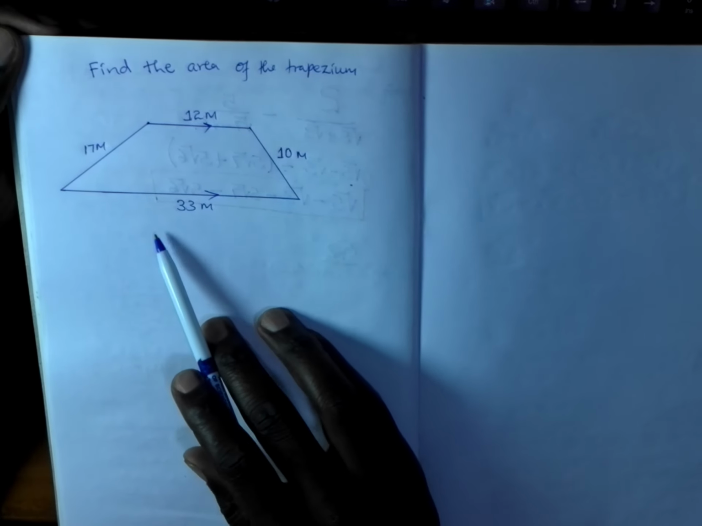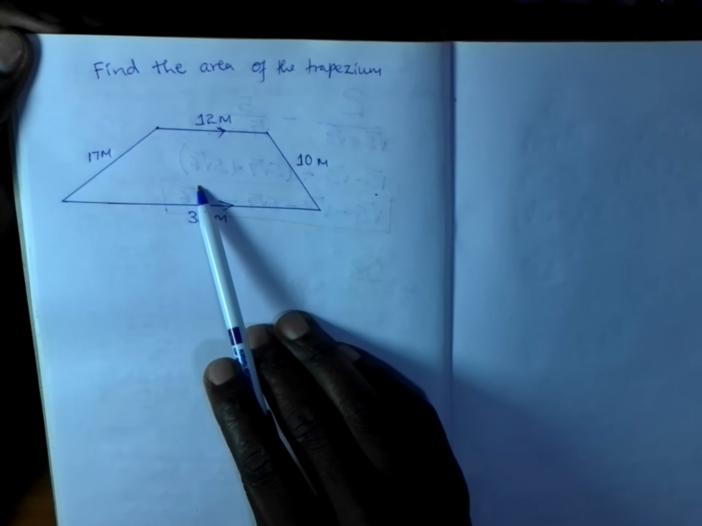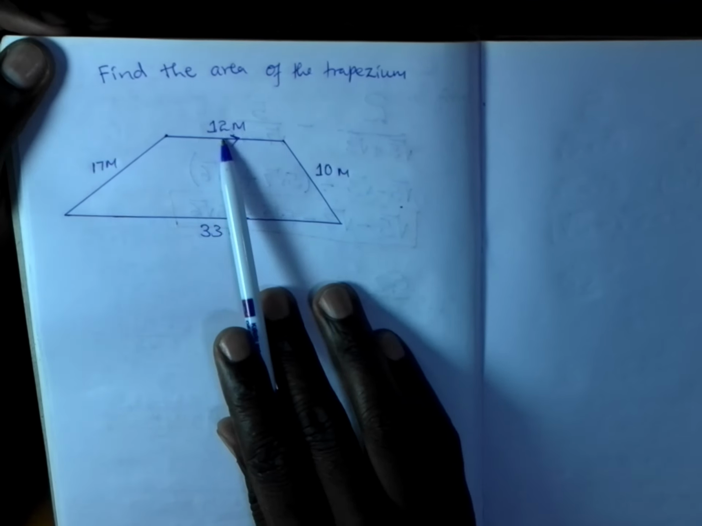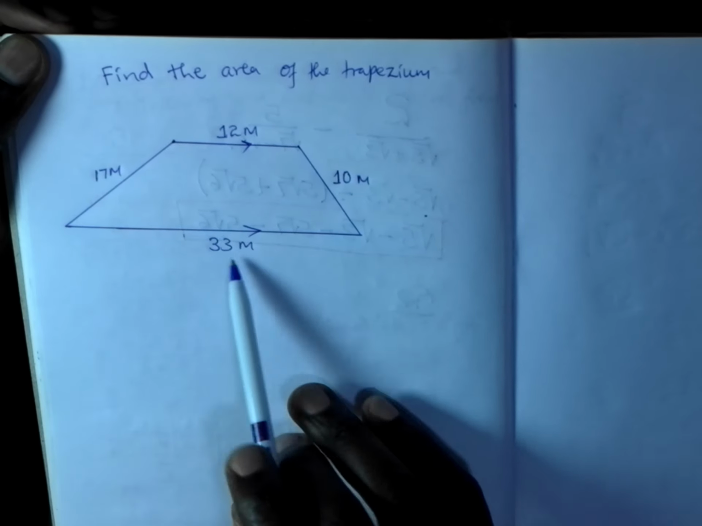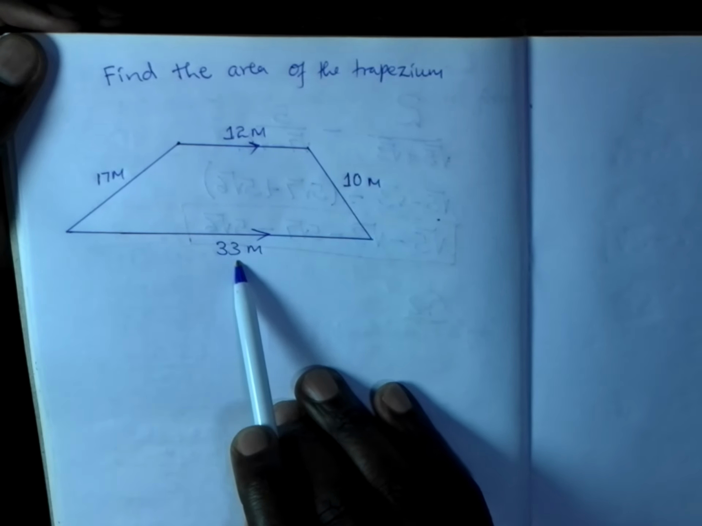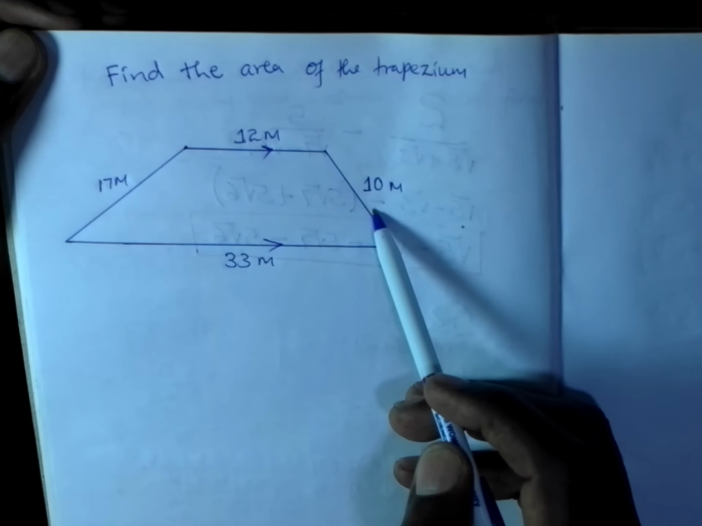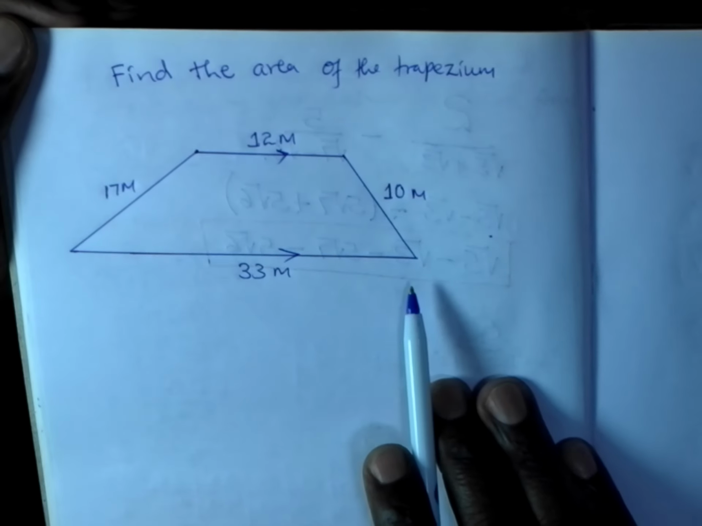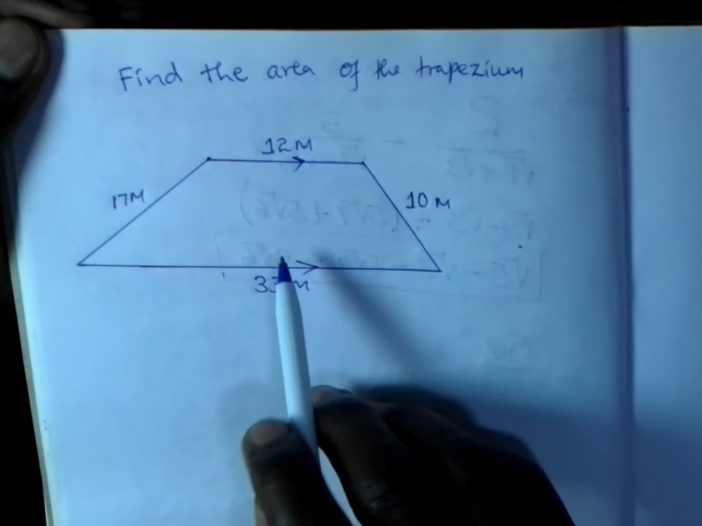We are going to find the area of this figure, which is a trapezium, whereby we have been given the opposite sides, which are parallel, 12 meters and 33 meters, and also we have the slant sides, which are 10 meters and 17 meters. So how are we going to get the area of this trapezium?